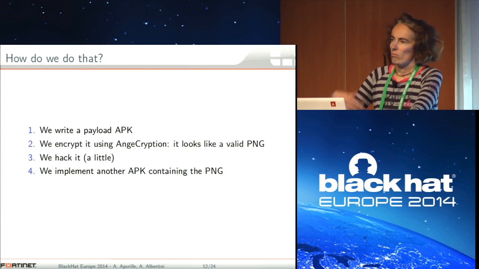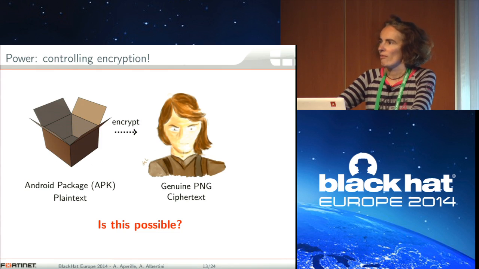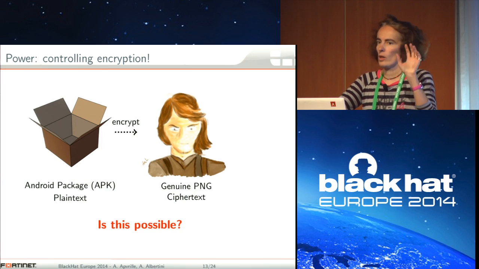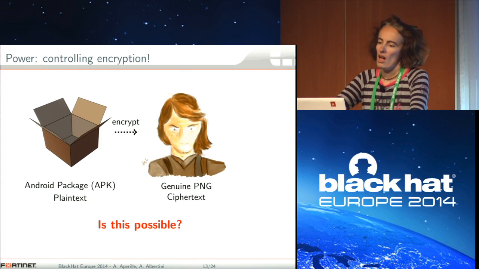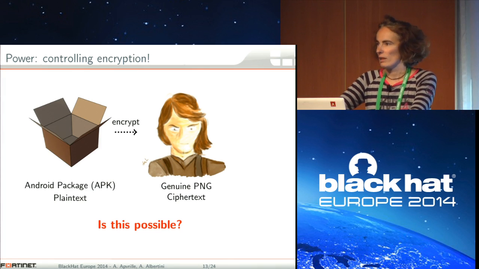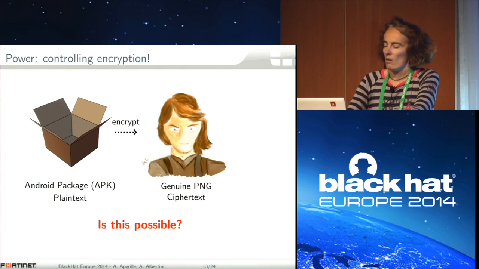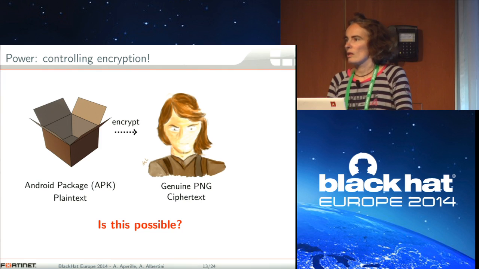Right. So if we think a little bit of what we have to do, we have an Android package, which is the payload. So this is where we have Darth Vader. And we want that, when we encrypt it, to look like the image of Anakin Skywalker. So we have the plain text, and we want it to look like a specific ciphertext. So in other words, we want to control encryption.